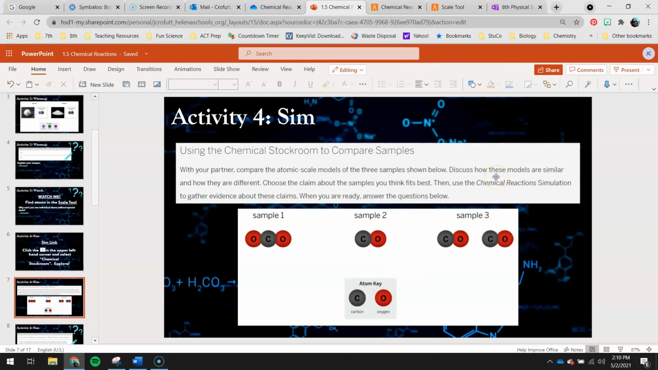Discuss how these models are similar and how they are different. Choose the claim about the sample you think fits best. Then use the chemical reaction simulation to gather evidence about these claims. When you are ready, answer the questions below.